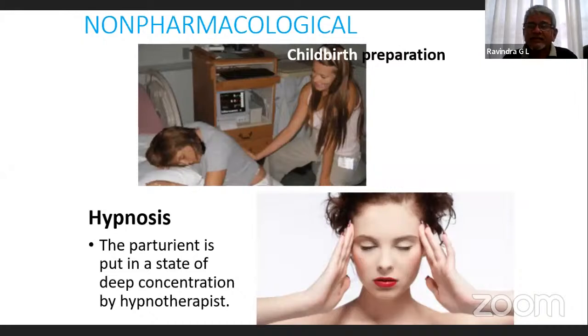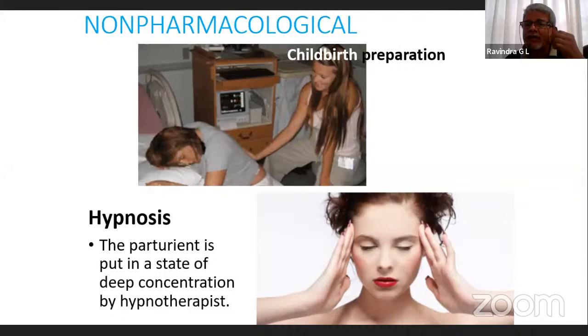In the sense, during the antenatal period, she is being psychologically prepared. She will be educated on how to bear the pain, what is to be done, and the involvement of the entire family, especially the husband and the other family members, how to bear the pain and what is to be done about the child care and such things. If the mother is prepared for childbirth, she would be in a better position to bear the pain. This is what is important. So one of the non-pharmacological techniques which has a very good bearing is childbirth preparation.